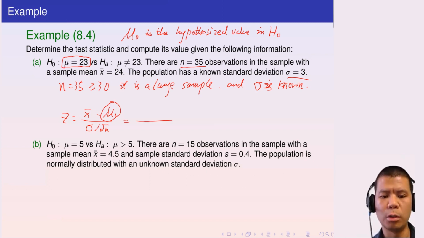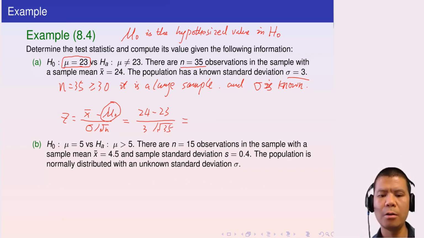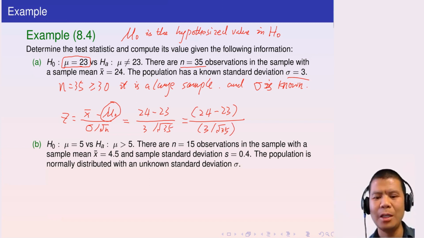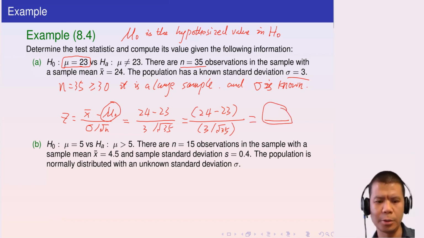So we have 24, which is x bar, minus 23, over sigma, which is 3, over square root of 35. And then you can use a calculator to find this. But when you use a calculator, be careful, right? You want to use parentheses for the top and parentheses for the bottom. So be careful when you use a calculator, using the parentheses, and then you should get some value here. Okay, I'm going to skip that.